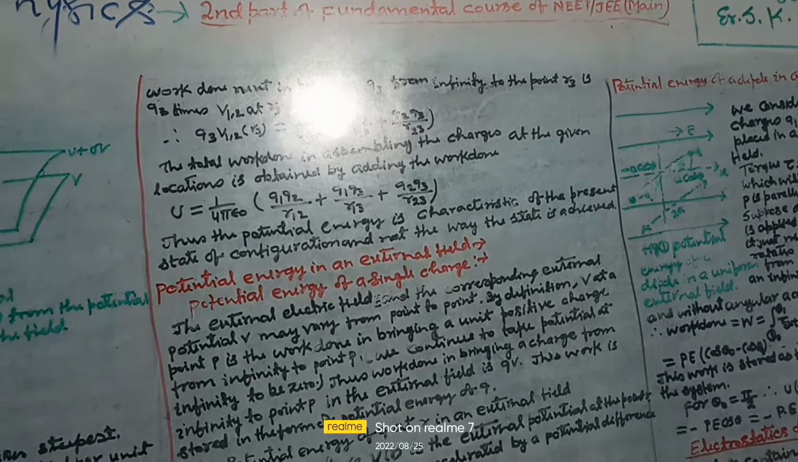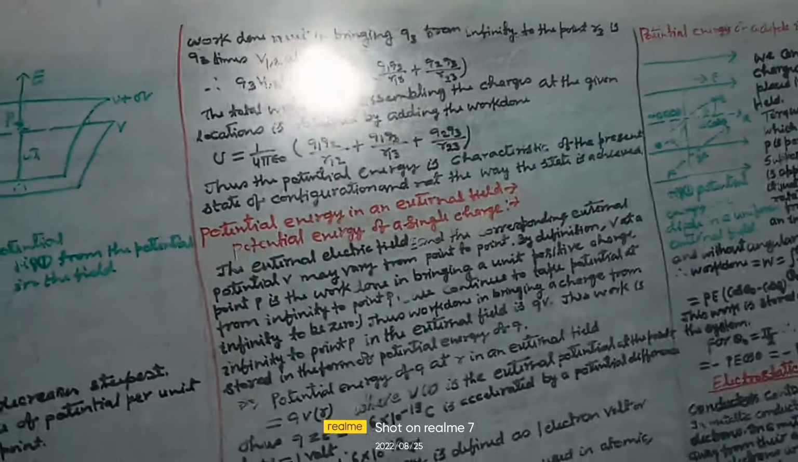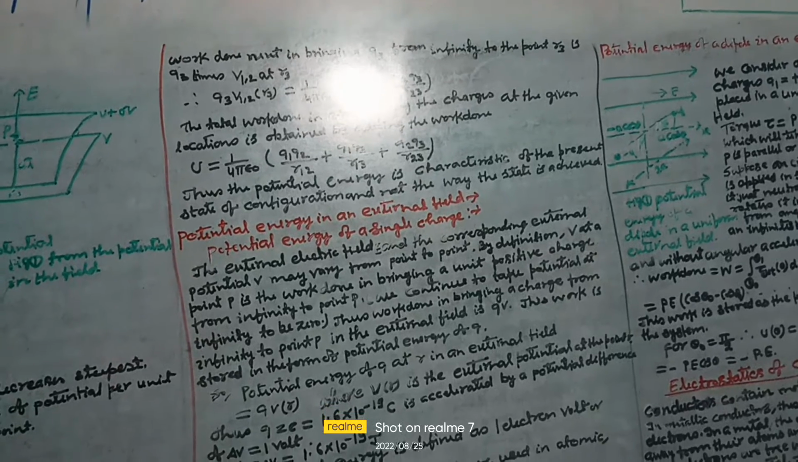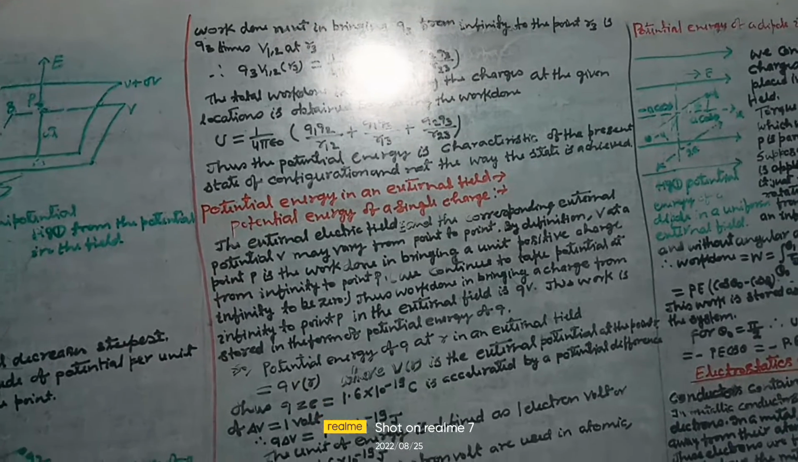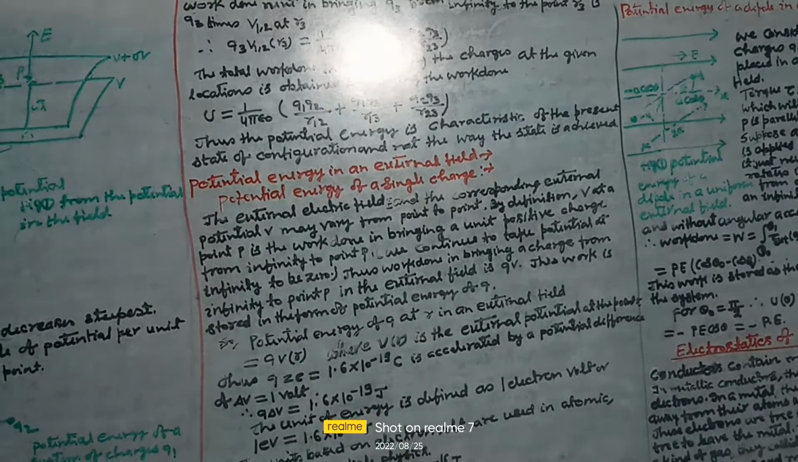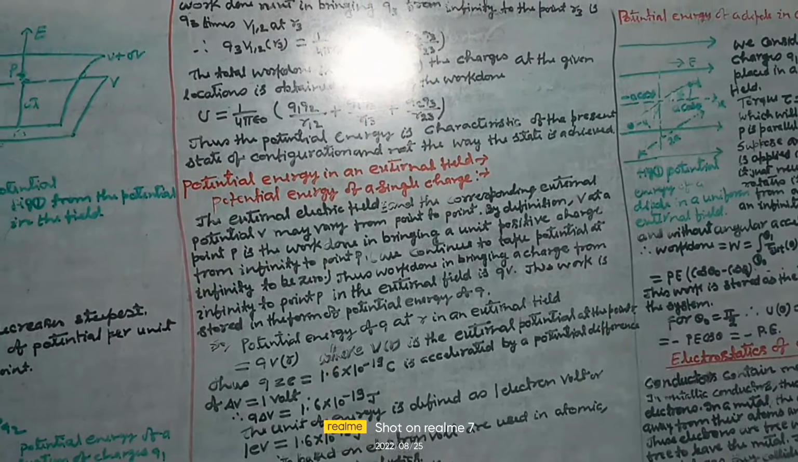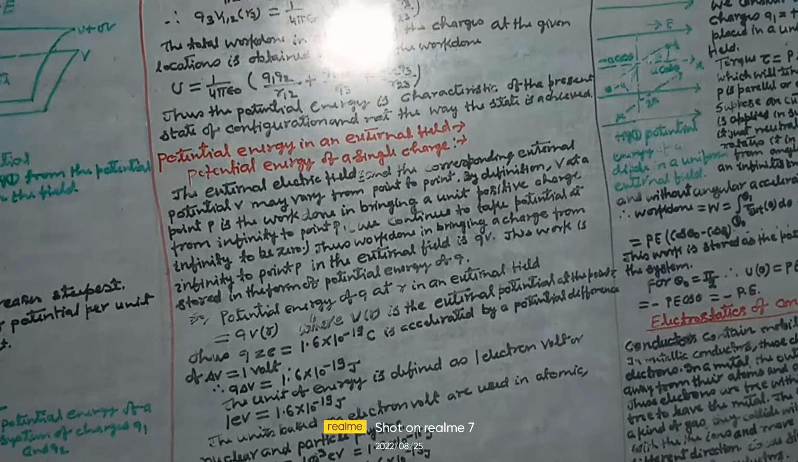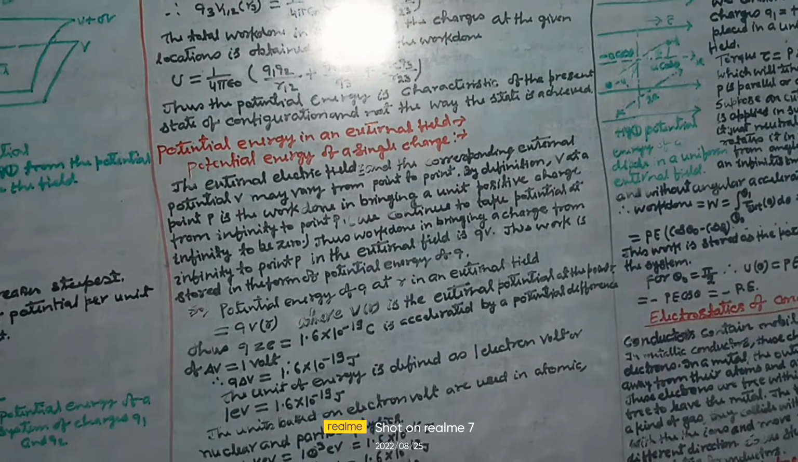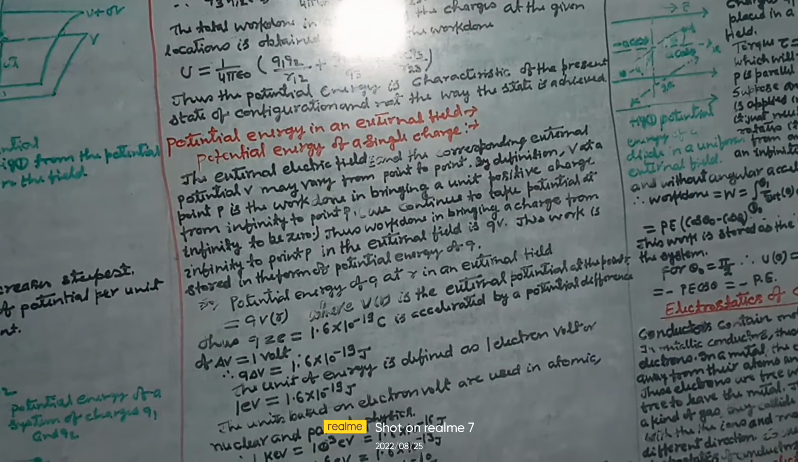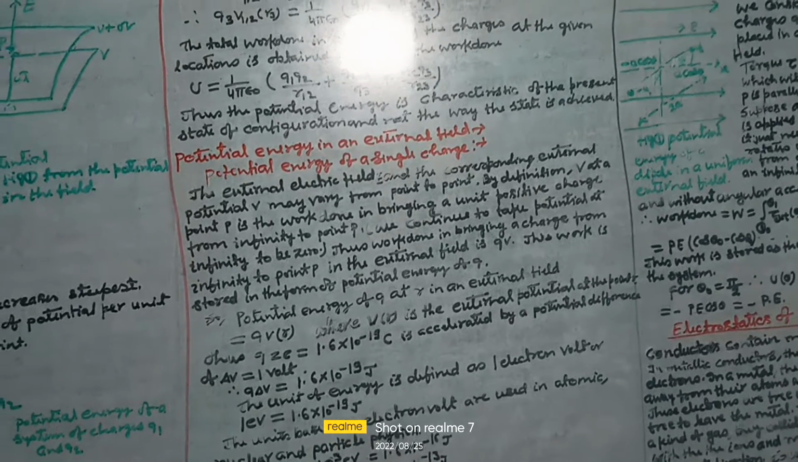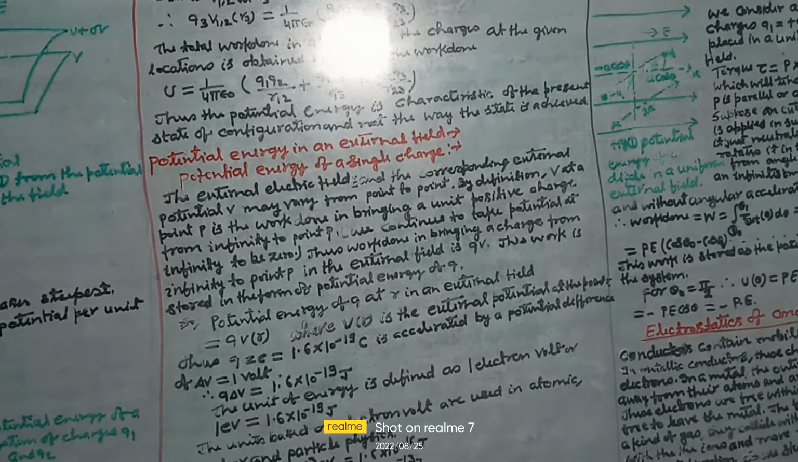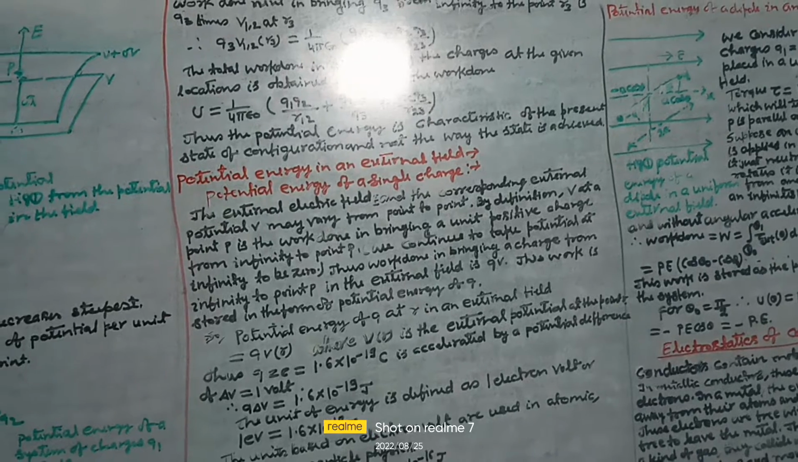Potential energy in an external field, potential energy of a single charge. The external electric field E and the corresponding external potential V may vary from point to point. By definition, V at a point P is the work done in bringing a unit positive charge from infinity to point P. We continue to take potential at infinity to be 0.